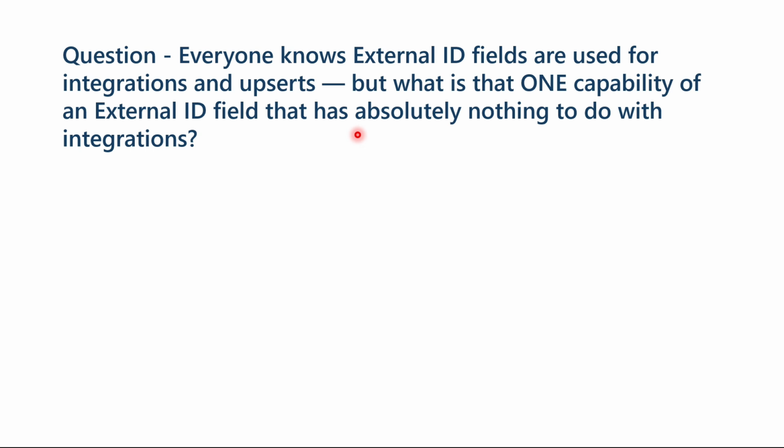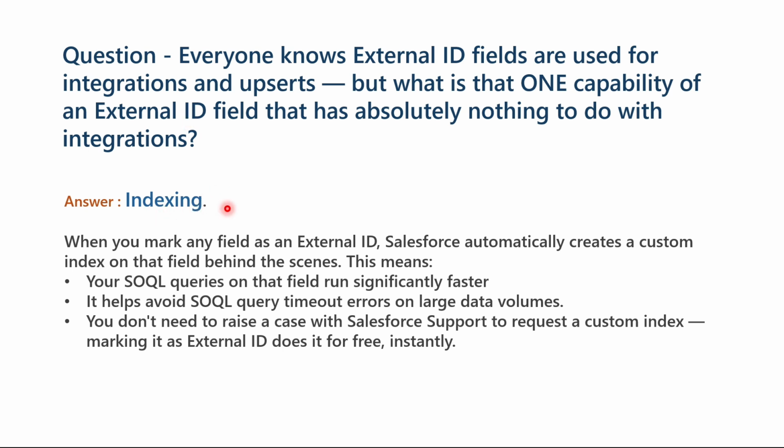Now we all know the basic use case of external ID, why this is used. But apart from that, beyond that, what is that one capability? What is that one extra use case of external ID? The answer is indexing. When you mark any field as an external ID, Salesforce will automatically create a custom index on that field behind the scenes.